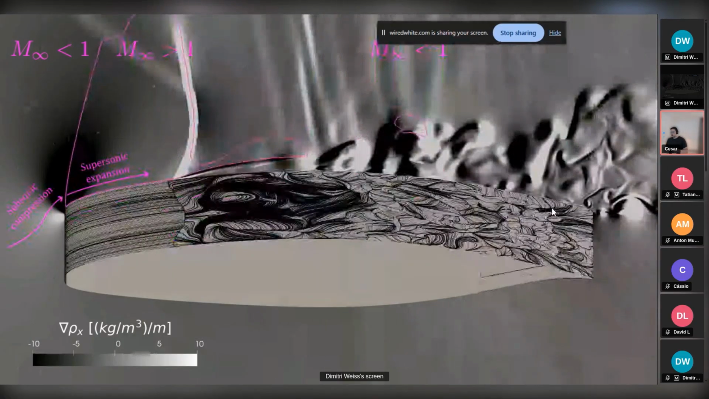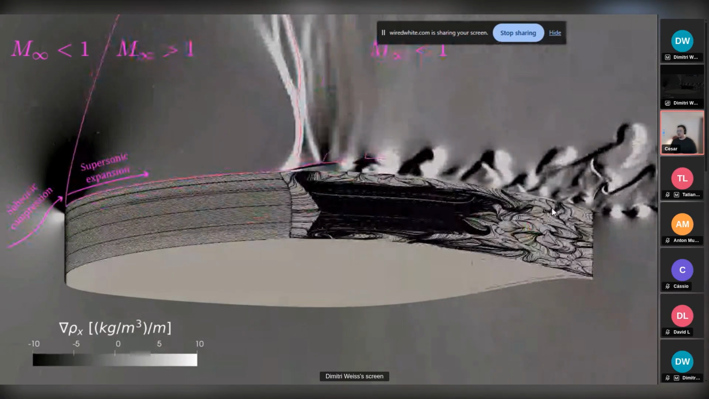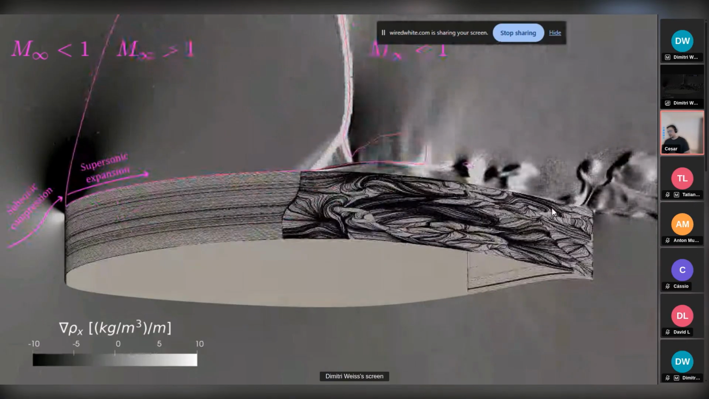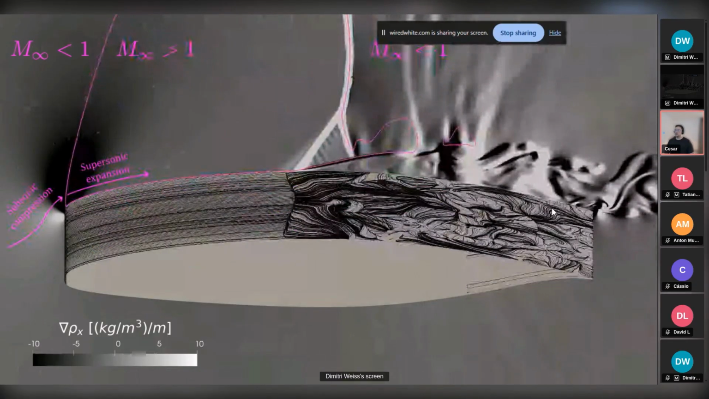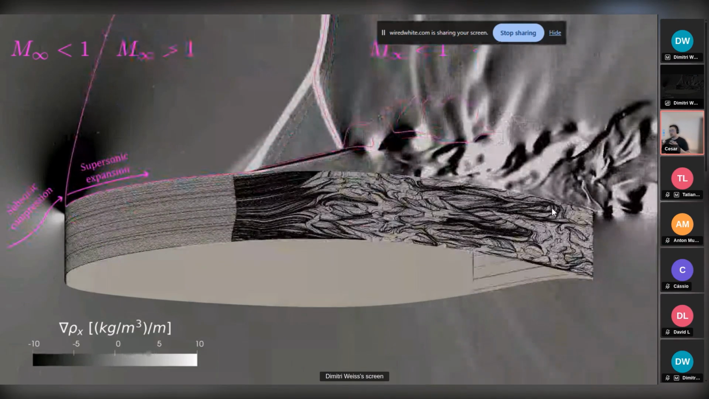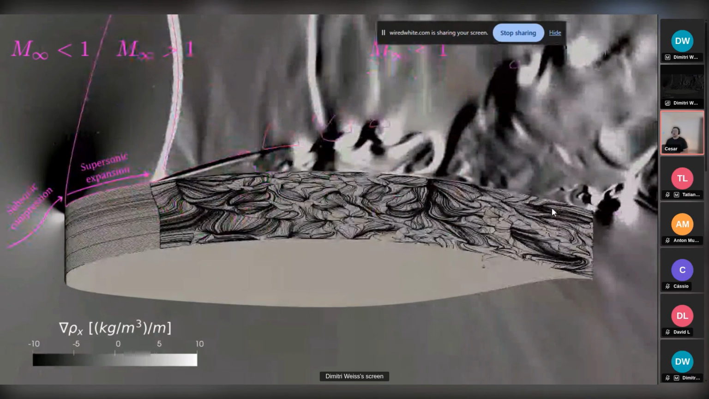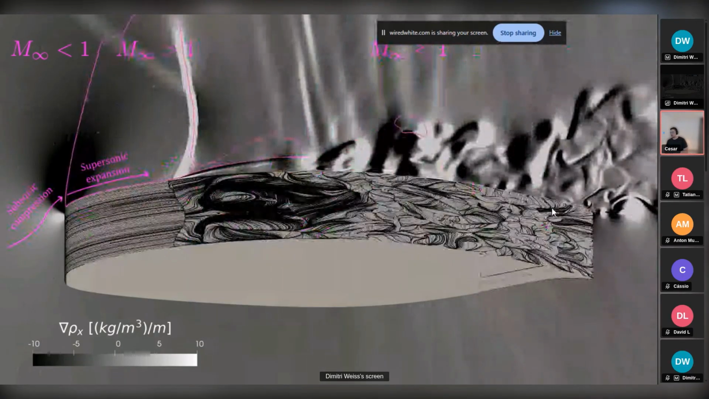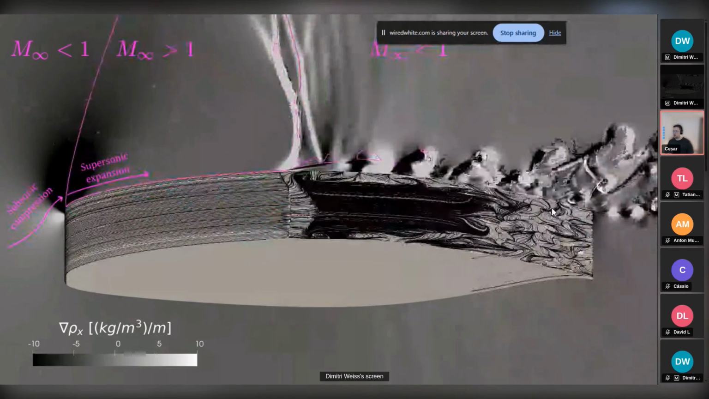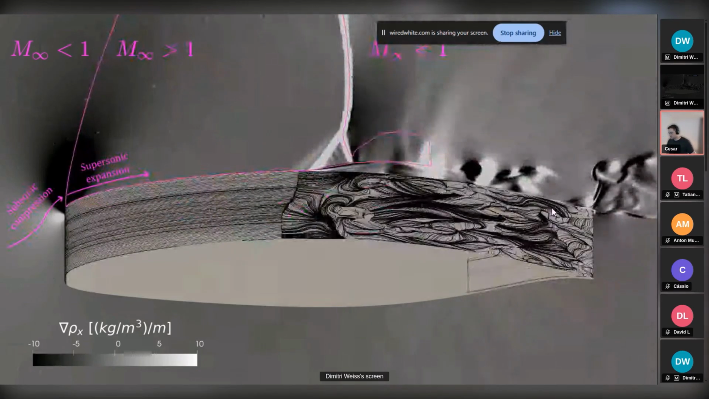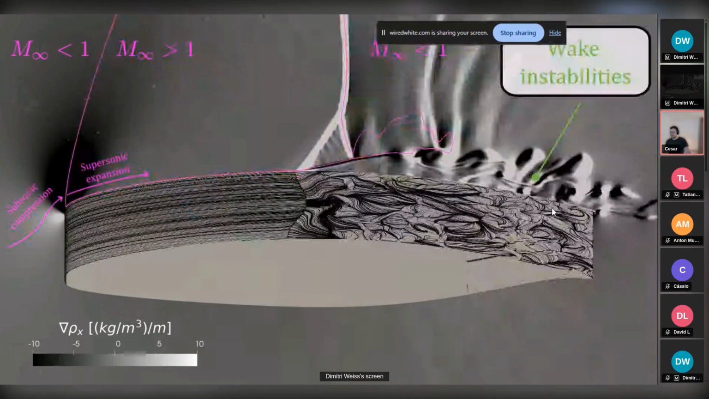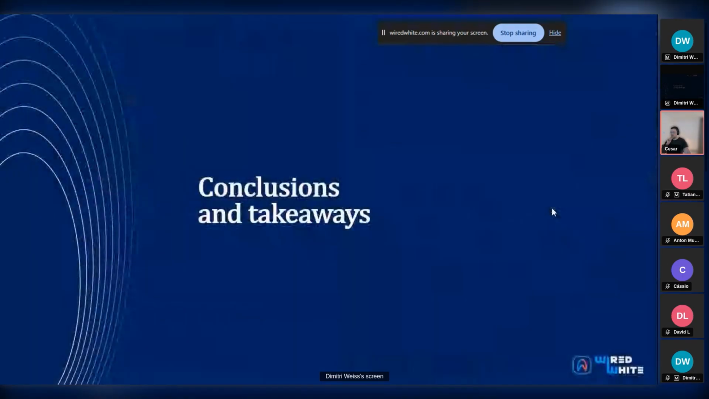Just to conclude this summary, I want to mention that this condition only appears in wings at off-design conditions. So a well-designed wing operating at the right design conditions will never experience transonic buffeting. Okay, so now we can go to the conclusions directly. Okay, 2 more slides.